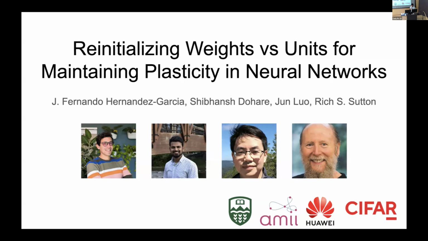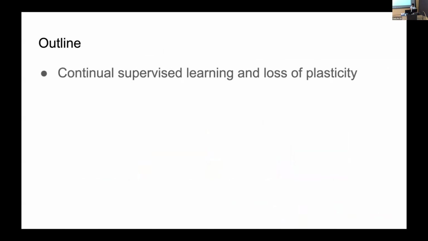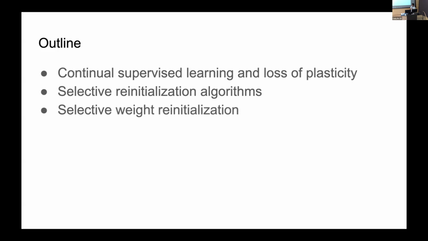Okay. So the key contribution of this work is this new algorithm, which we call selective weight reinitialization, and this is designed for maintaining plasticity. Now, a quick outline of the talk. I'll first talk about what is continual supervised learning and loss of plasticity, and then other selective reinitialization algorithms and how this algorithm connects with the rest of the literature. And then I'll describe the selective weight reinitialization algorithm and then some experiments.